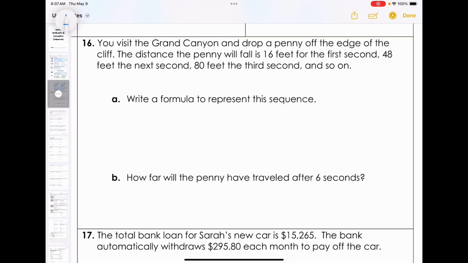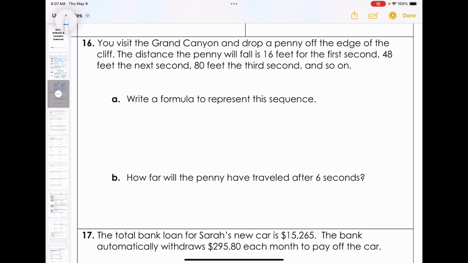Now we're going to look at number 16 and 17. These are word problems, application problems. It's really good for you to get comfortable with word problems because you're going to take the ACT next year, and there's a lot of word problems in the math section. So you just need to learn to get comfortable with them.